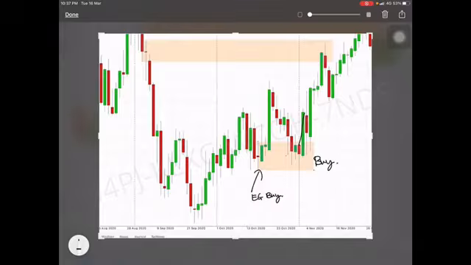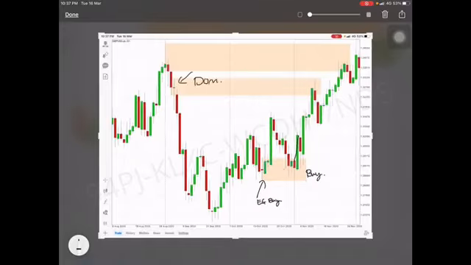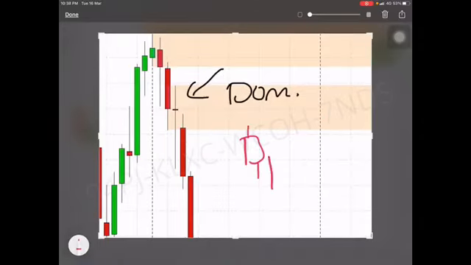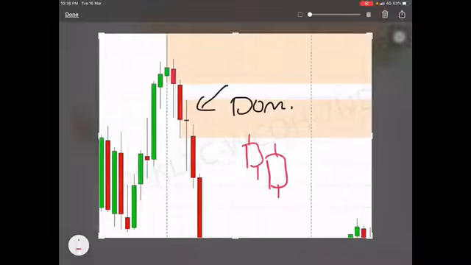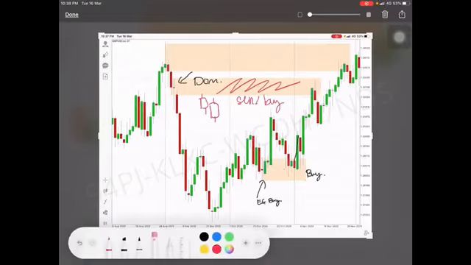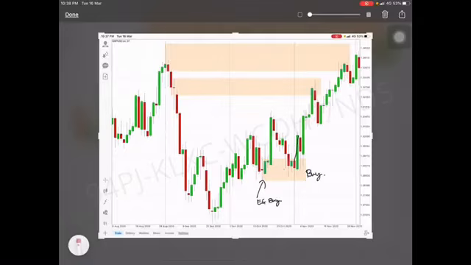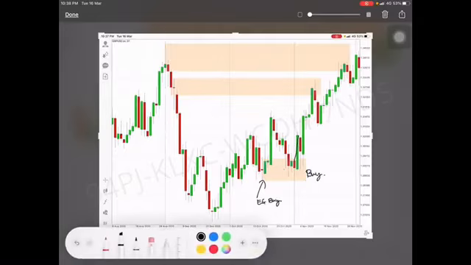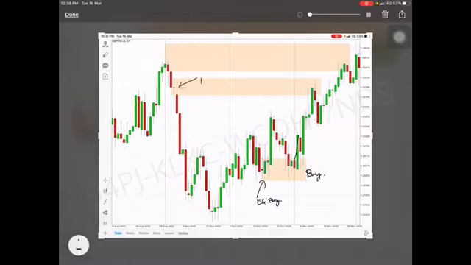So this is a DOM. This DOM is a red DOM. If it is a red DOM, that means this area is for sell or for buy? This zone, is it for sell or for buy? Sell. So you know that the price is going to reverse. That is where you will exit your buy position. DOM for sell. So this is your first TP.